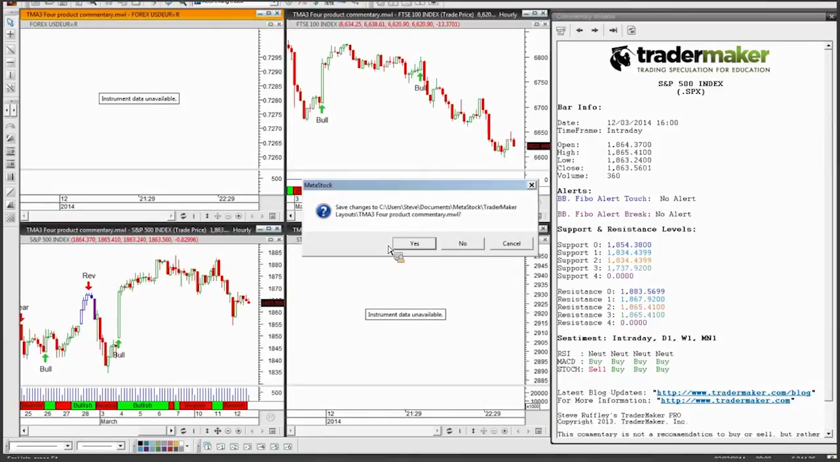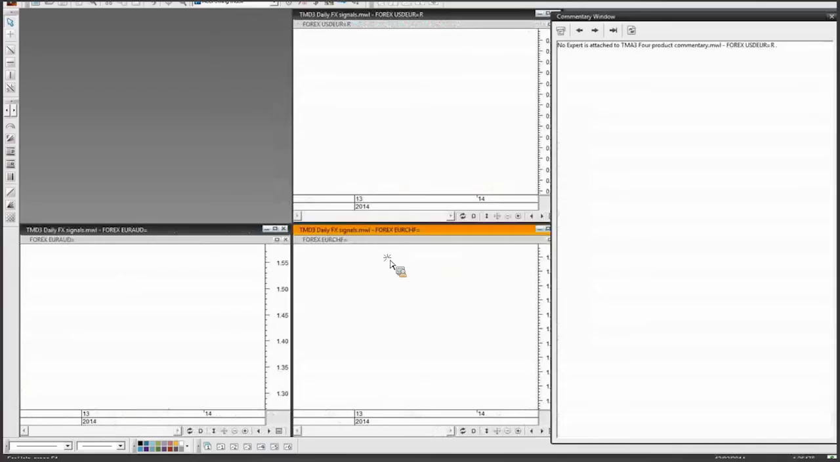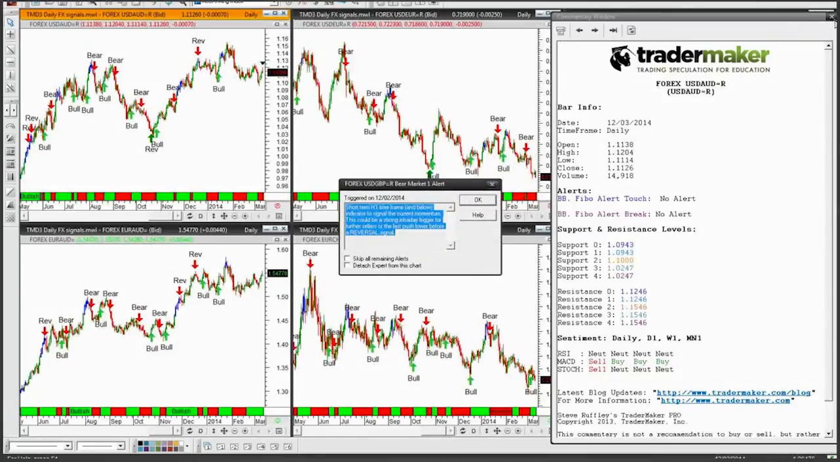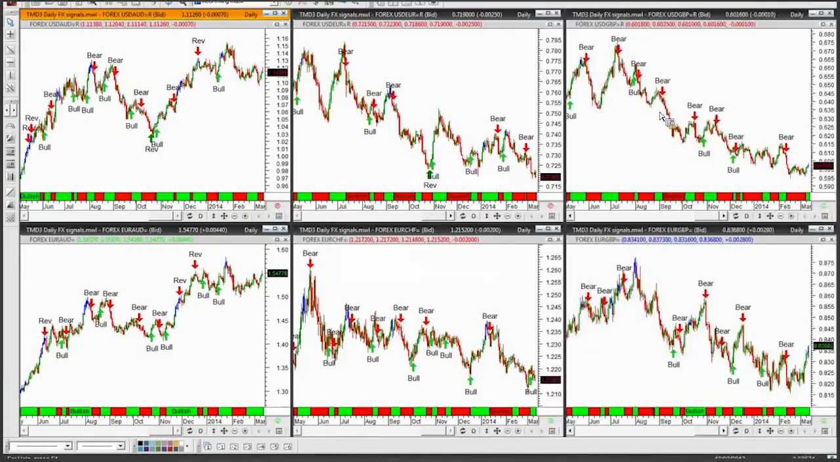Okay, so we can go through some other of these layouts just to show you what I mean. Let's pick some dailies. Now I like the dailies. Where have we got listed down? Yeah, let's try some FX. So we don't need the market commentary window for this one, because these are daily signals.